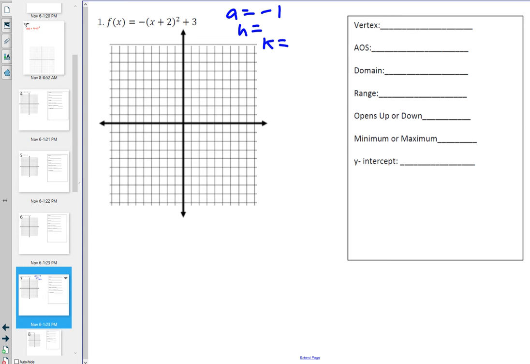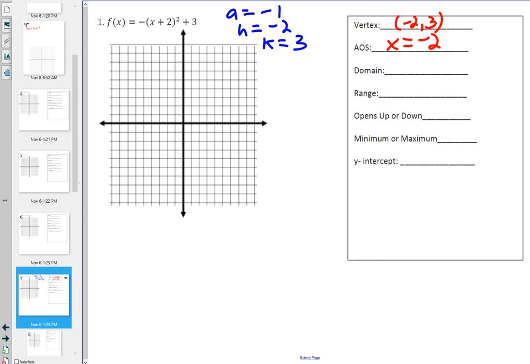What's H? -2. Good. And what's K? 3. So a vertex, where's the vertex going to be at? -2, comma 3. What is the equation of the axis of symmetry? It is x equals, which I'm glad that you said because a lot of people forget the x equals. -2, yeah, whatever h is.